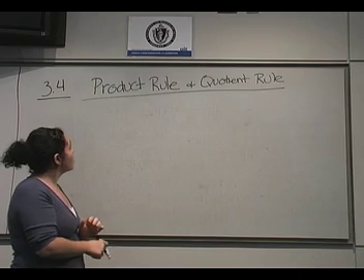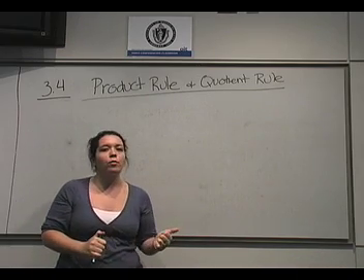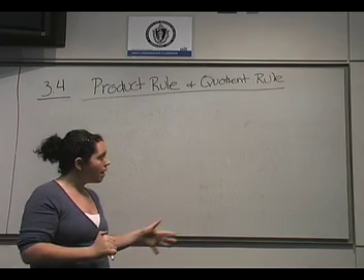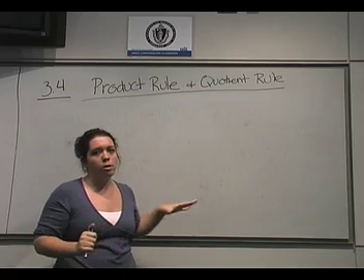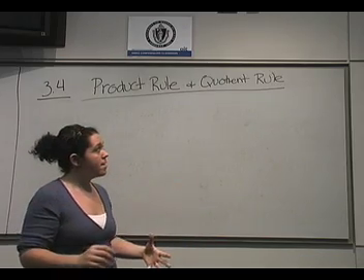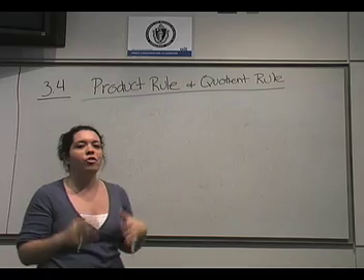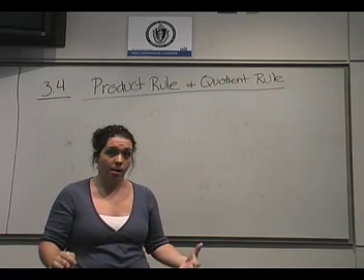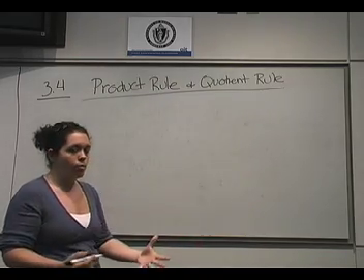All right, section 3.4 is the product rule and the quotient rule. Unlike the chain rule, these ones are much more straightforward. They have the same process that you do every single time. What's changing is the functions that you're working with. Okay, so we'll start with the product rule.